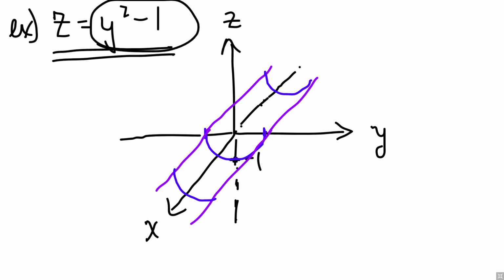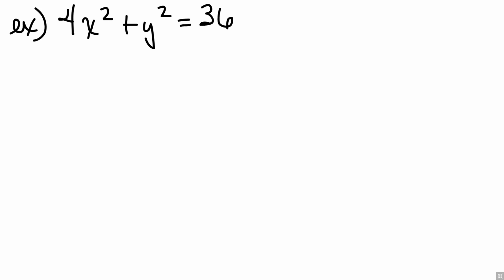All right, so let's look at the next example. For the next example, we have 4x squared plus y squared is equal to 36. Okay, if I take a look at this, basically this is void of what variable? It's void of z. So that means that z can take on any value. So it's going to be along the z-axis.